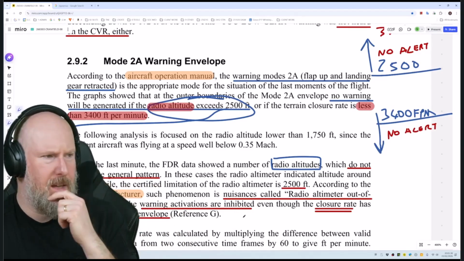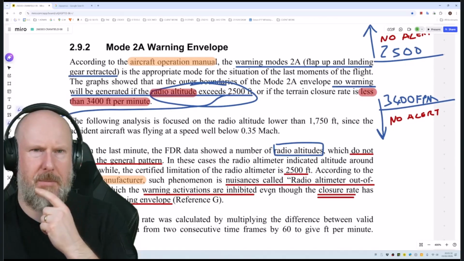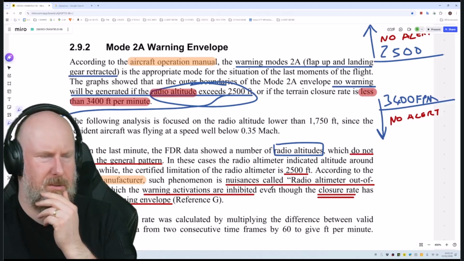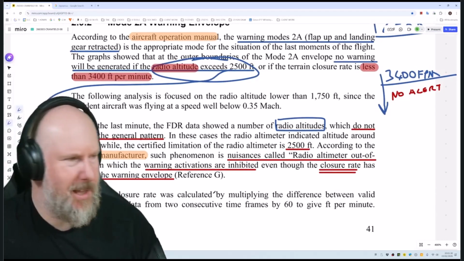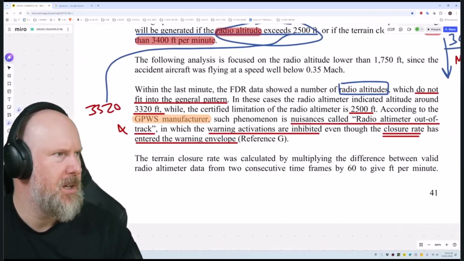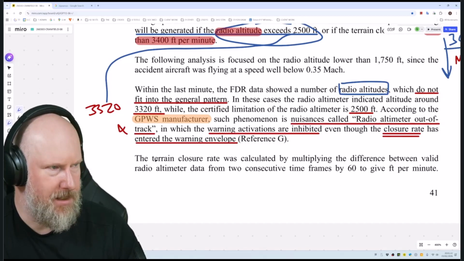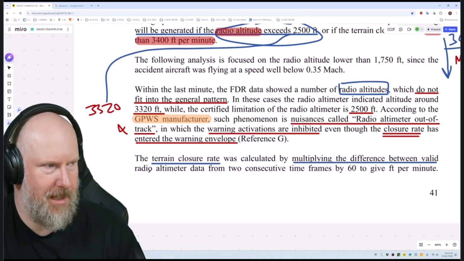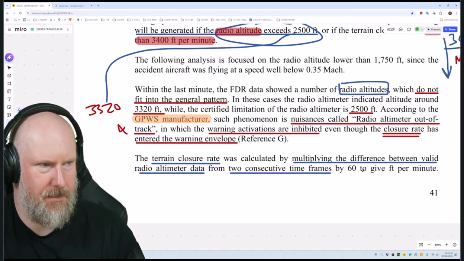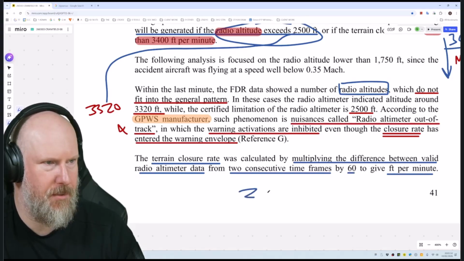But a few minutes ago it said 900 feet per minute was the descent rate. So anyway, let's keep reading. I think we're sort of jumping ahead there. Let's keep going. So the terrain closure rate was calculated by multiplying the difference between the valid radalt data from 2 consecutive time frames by 60 to give a feet per minute. So it's 2 frames.